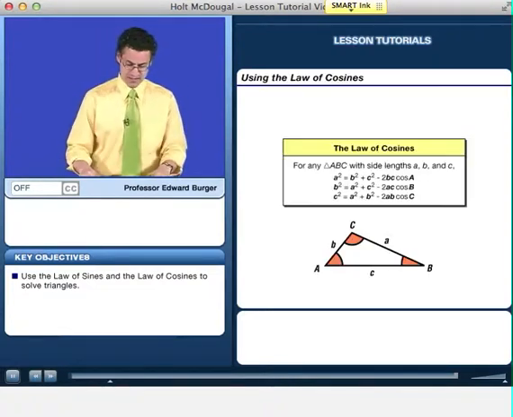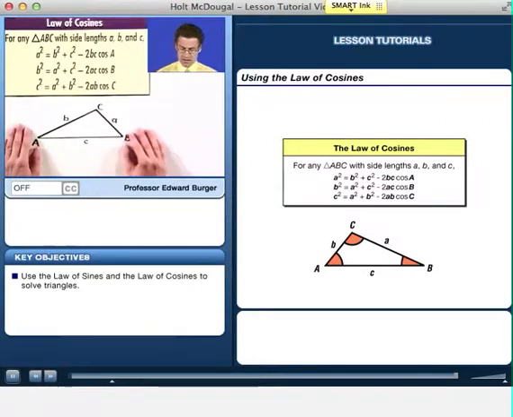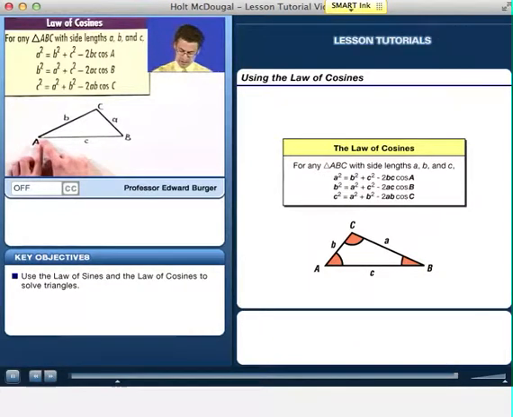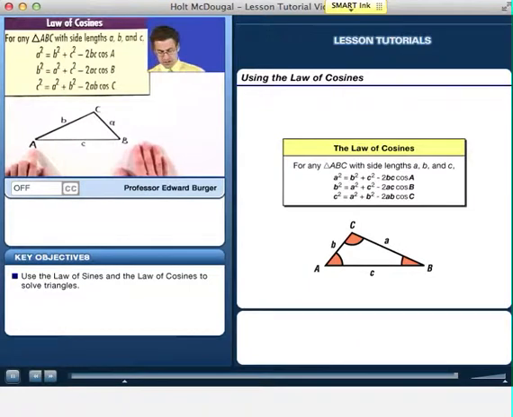So the law of cosines says if you take any triangle at all, it doesn't have to be right anymore, so A, B, C, and the sides are labeled accordingly, so lowercase, opposite to the angle, so angle A has side opposite little a, angle B has side opposite little b, and so forth. Then it turns out that you have these three identities. Let's just take a look at the first identity.